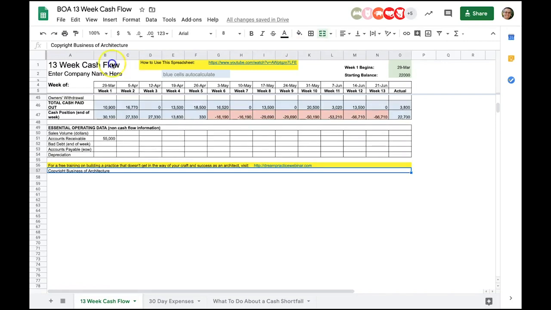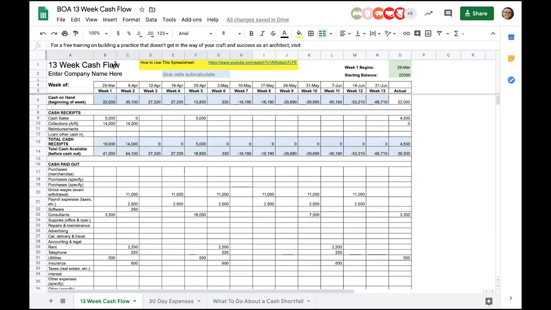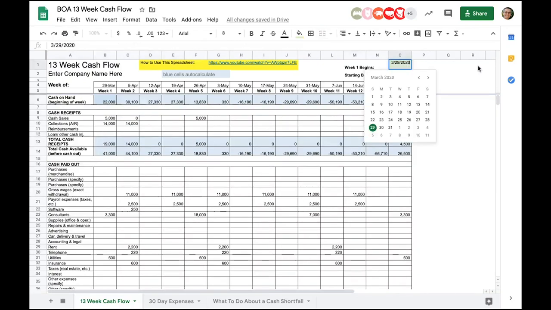All right, so what we have here, the way this is organized is by week, 1, 2, 3, all the way to 13. The first thing you're going to want to do is figure out when the start of your cash flow rolling forecast begins. So in this case, I'm going to start it on March 29th, and it's going to update these dates up here at the top. So for instance, if I change this to April 5th, you can see it changes the dates. So this would be the Sunday of every week. So I'm going to stick it back over here to March 29th.